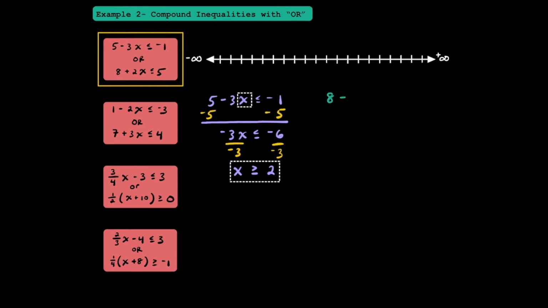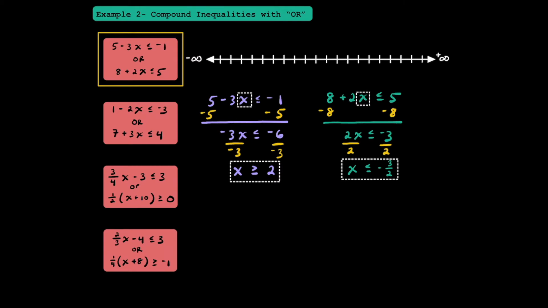Now we have 8 plus 2x is less than or equal to 5. Let's isolate this x here. We'll start by subtracting 8 from both sides of the inequality. When we do so, 8 minus 8 is going to be 0, and we're left with 2x is less than or equal to negative 3. Then we're going to divide both sides by positive 2, and 2 divided by 2 is going to be 1, so 1x is less than or equal to negative 3 halves. This represents the solutions to our second inequality.